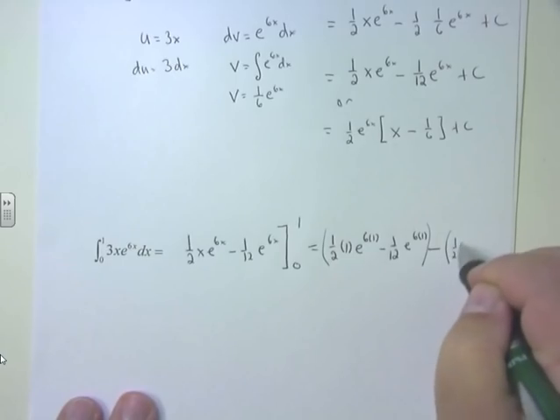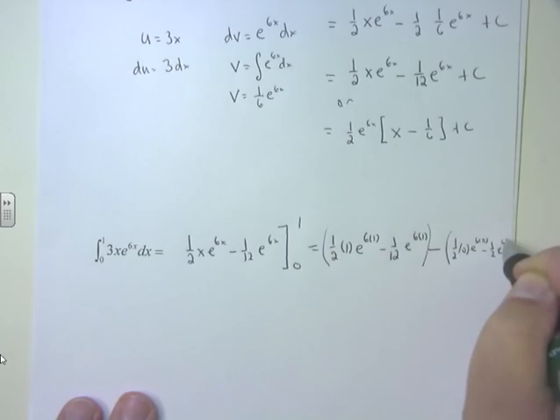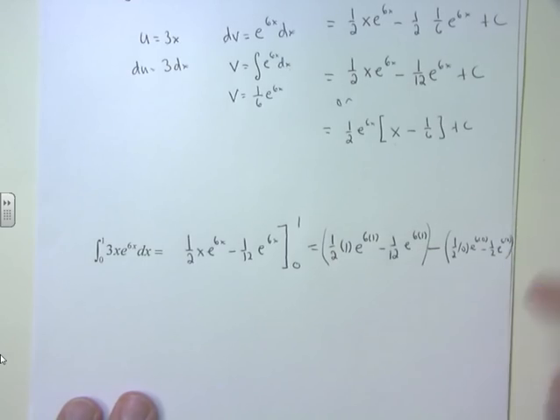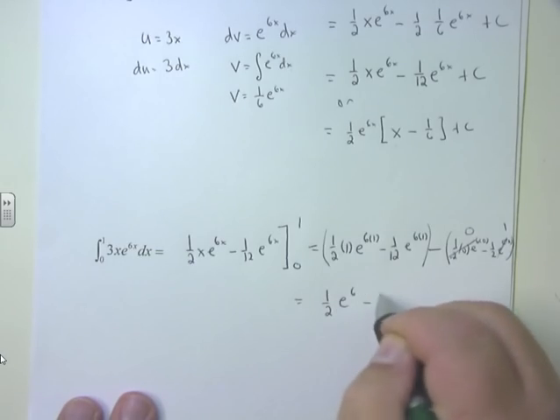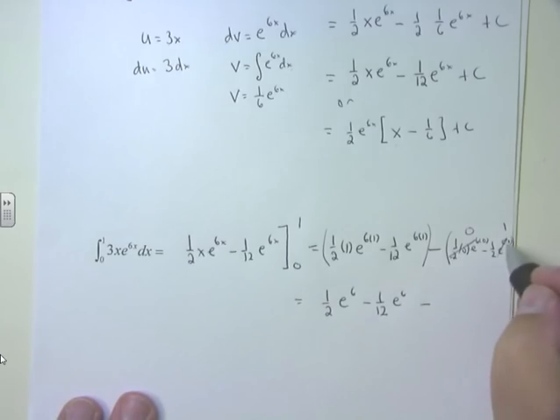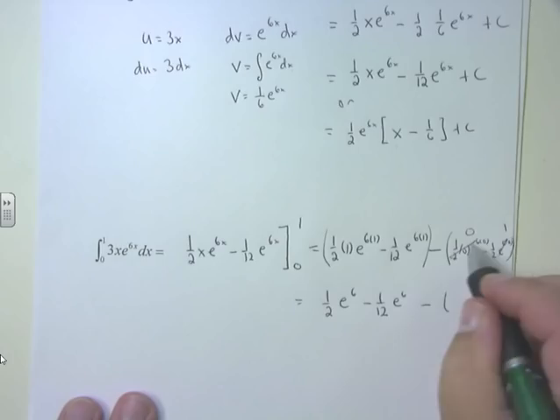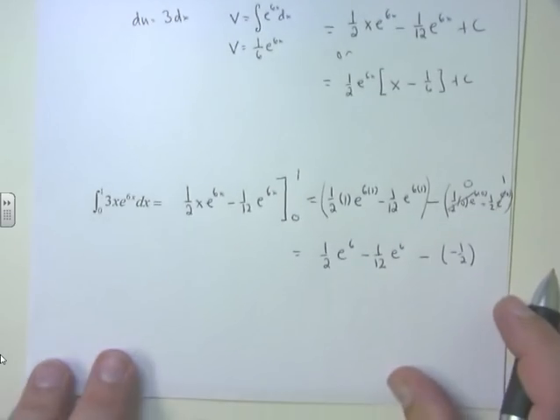This would be 1/2 times 0 times e to the 6 times 0 minus 1/2 e to the 6 times 0. But 6 times 0 is 0, and e to the 0 makes it 1. 0 times a half is 0 times e to whatever, still 0, so that's 0. So you can clean this up to get 1/2 e to the 6th minus 1/12 e to the 6th minus, e to the 0 goes to 1, that part's 0, so that's minus negative a half. And so you end up getting your answer.